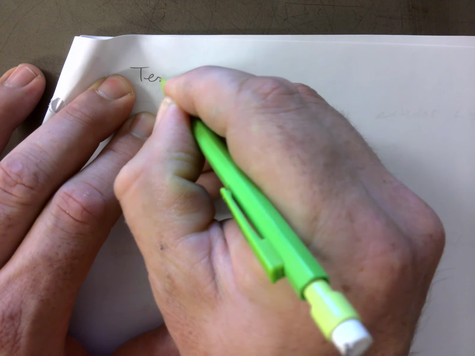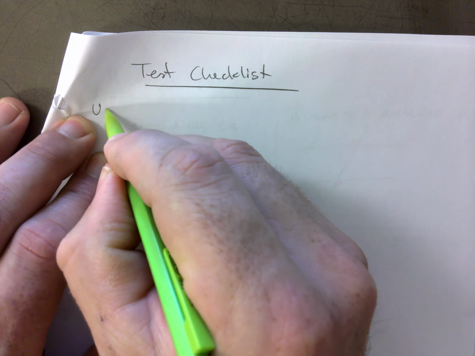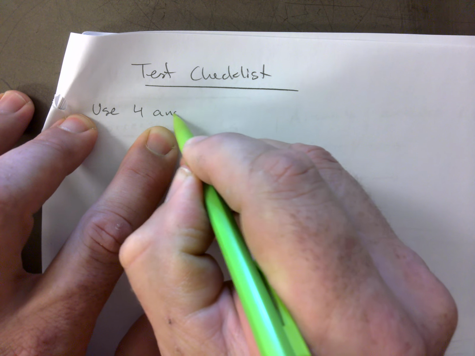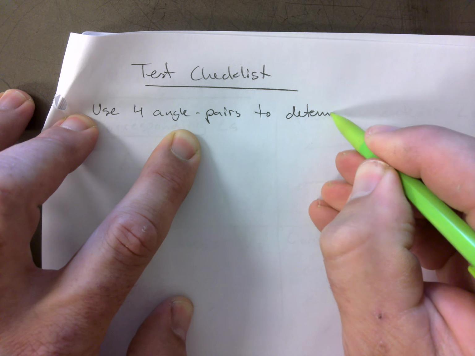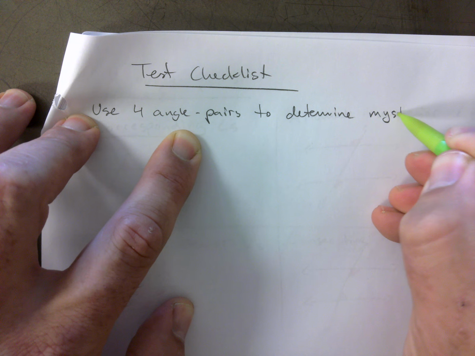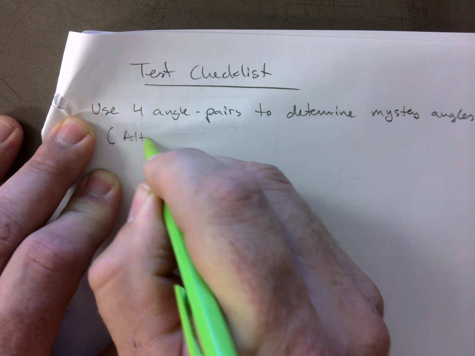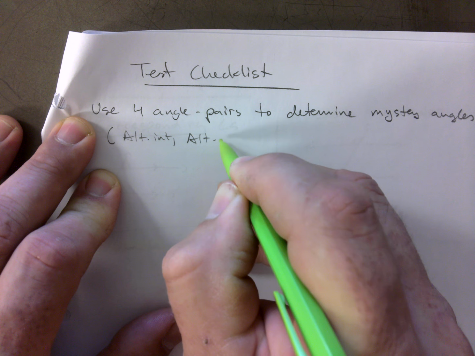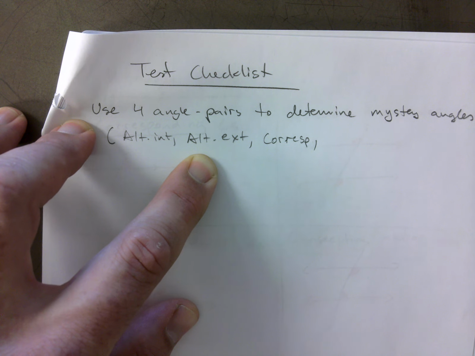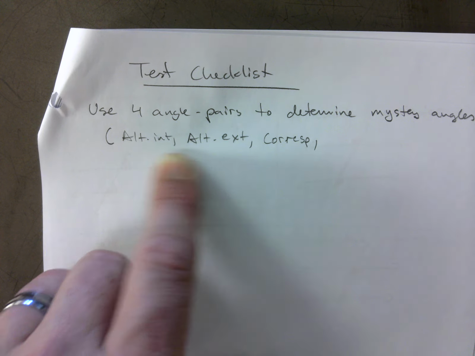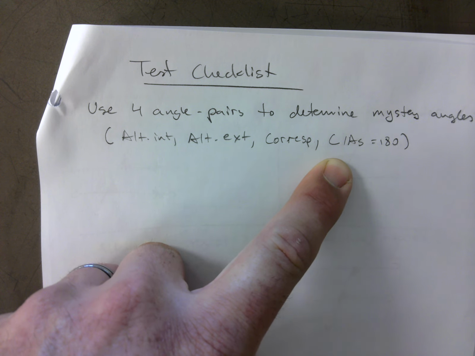Okay, so test checklist. So you need to know, right? Use 4 angle pairs to determine mystery angles. And by that I mean, right, alternate interior, alternate exterior, corresponding. So I'm doing this for long range, right, long-term, end of the semester kind of thing, and CIAs. Okay.